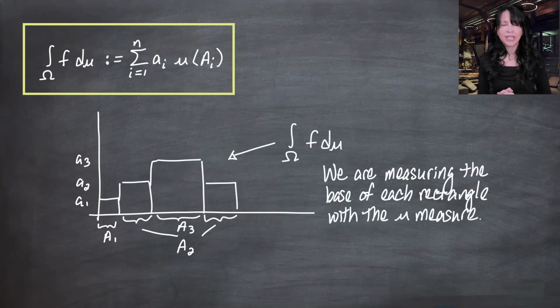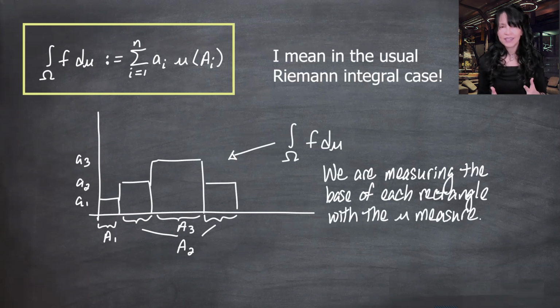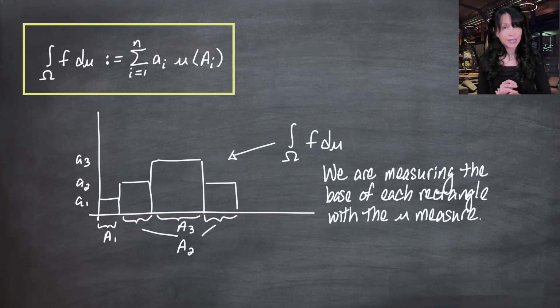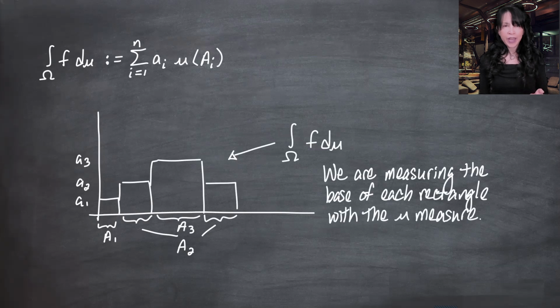It looks just like what we did before in the simple case, but we're measuring the rectangles differently. And really, that just means we're measuring the base of the rectangles differently. We're measuring the height the same way we've always measured height. That's how I define the integral over the entire omega.